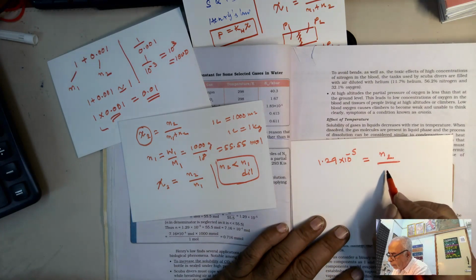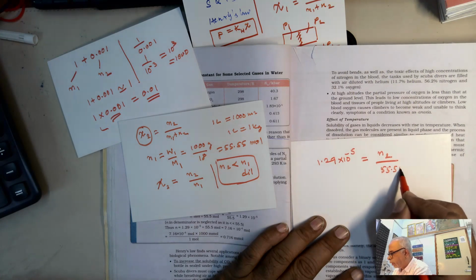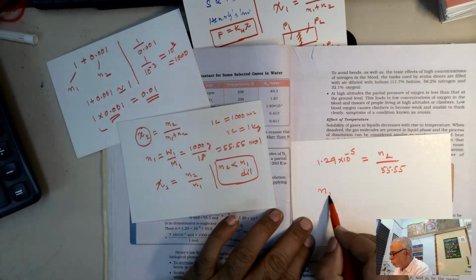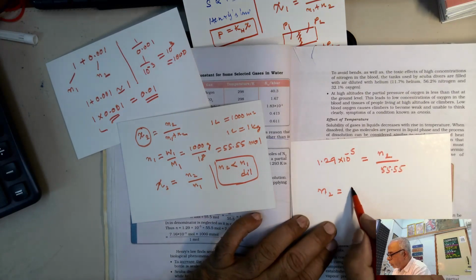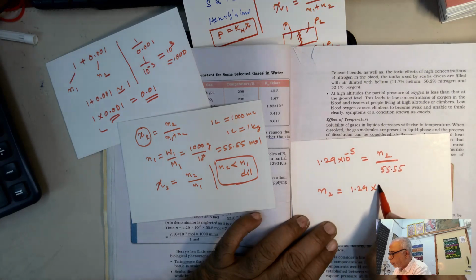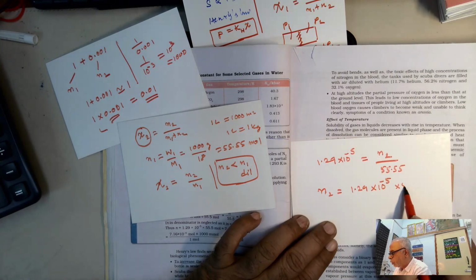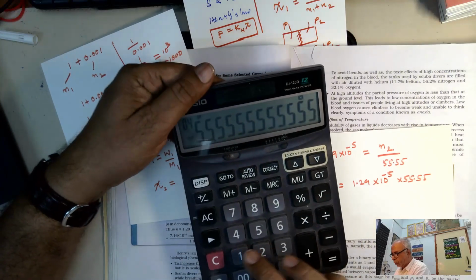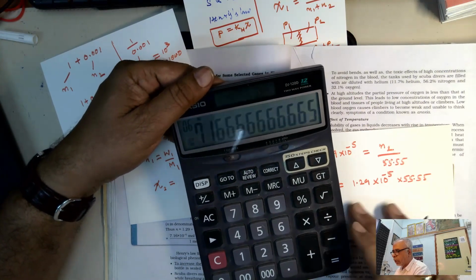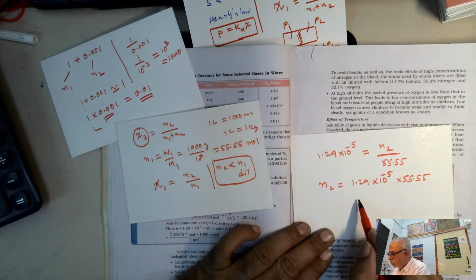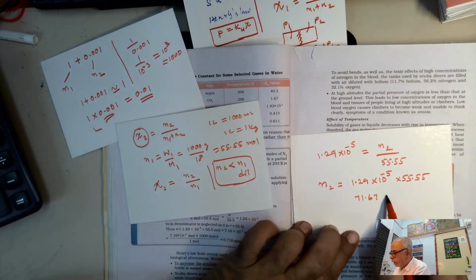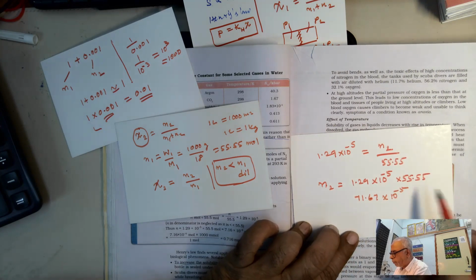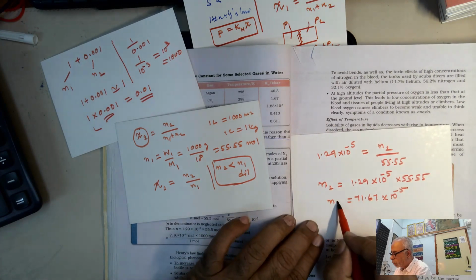Now n2 divided by, and what is the n1 here? 55.55. Then what you can do? n2 is equal to, now you can multiply. So 1.29 into 10 power minus 5 into 55.55. So we have got already this 55.55 into 1.29. So that is 71.67. So 71.67 into 10 power minus 5. This is n2.